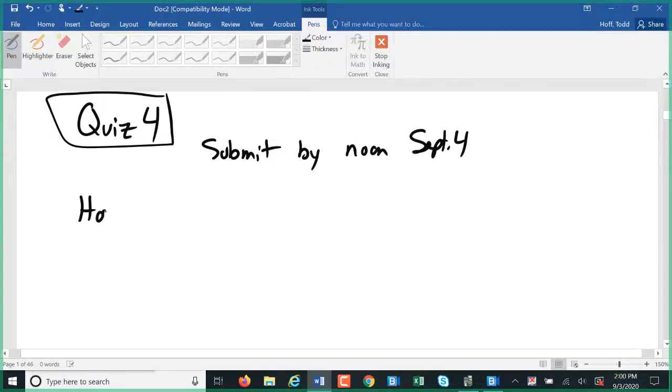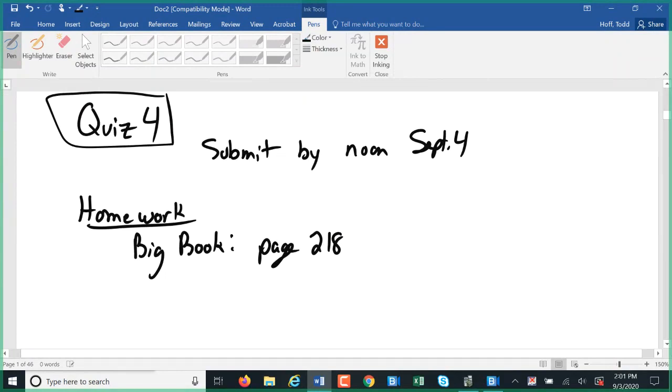Homework. Looking in the big book, page 218. This is in the unit exercises. 1 through 23, the odds. Converting percents from one form to another.